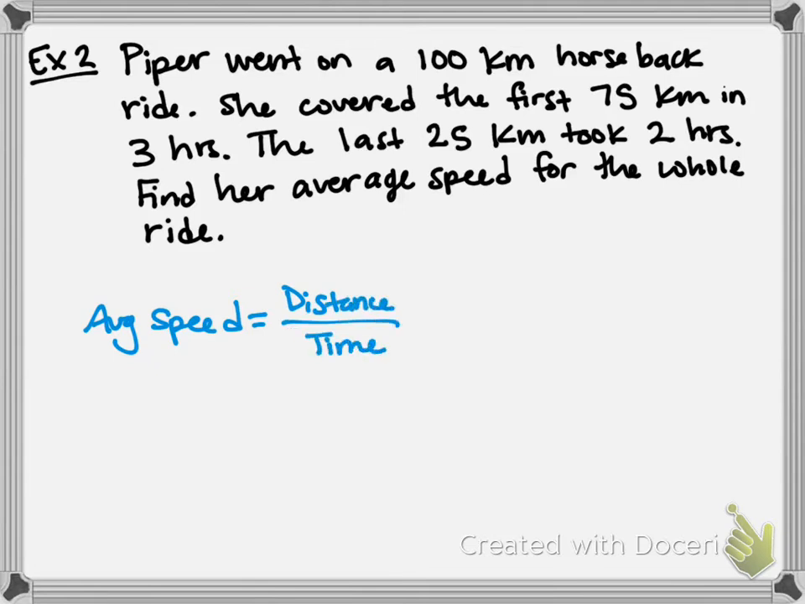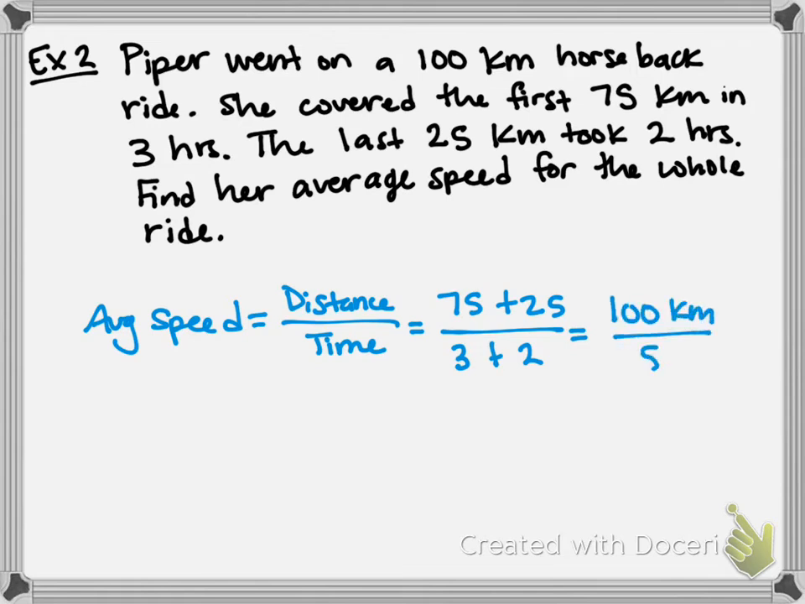So how far did she go? Well, she went 75 plus 25, right? Or 100 kilometers. And how long did it take her? Well, the first part took her 3 hours, and the second part took her 2 hours. So she went 100 kilometers in 5 hours, which means 100 divided by 5, she went 20 kilometers per hour.